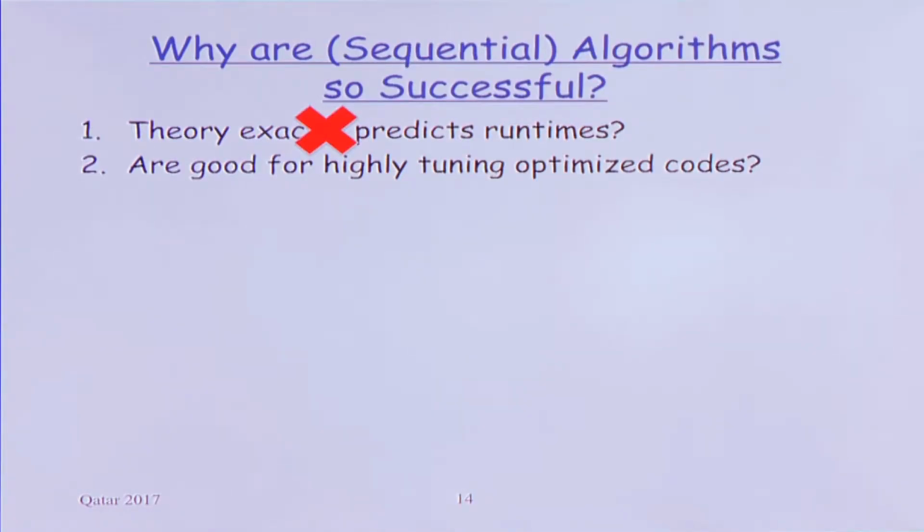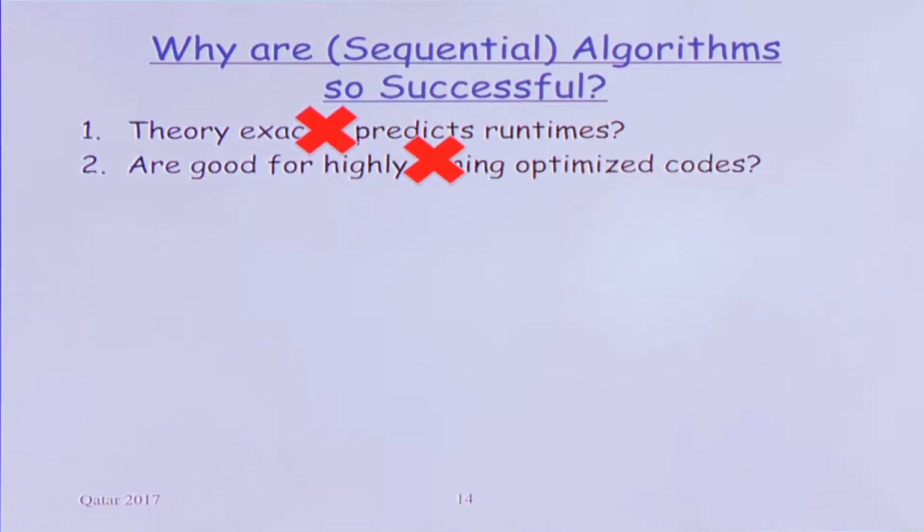Or they're good for highly tuned, optimized code. If you take an algorithms course like the two I mentioned from Carnegie Mellon, you're probably not learning how to optimize code, so that's probably not a reason algorithms are successful. To impress your friends, I guess that depends on who your friends are.